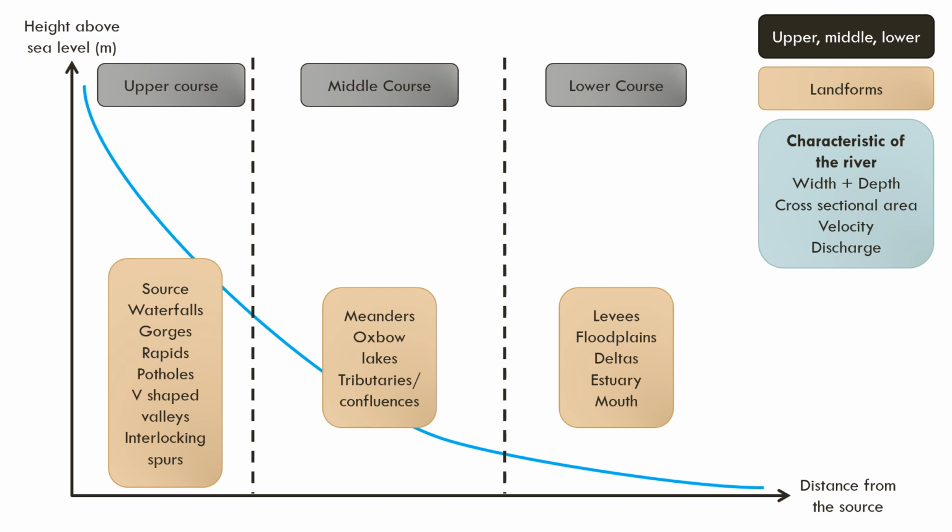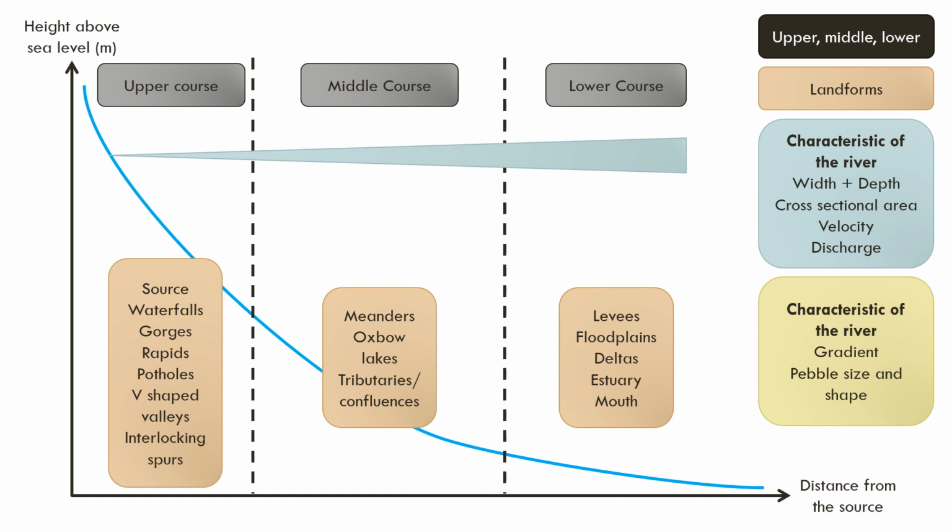So we know that the width, depth, cross-sectional area, velocity and discharge increase with distance from the source. And we know that the gradient, pebble size and shape decrease with distance from the source. Once we know that, it makes it a lot easier for us to identify certain things within the river. You can make a point to say this is in the upper course because I can see valleys, interlocking spurs and V-shaped valleys. We also need to recognize the processes that occur.